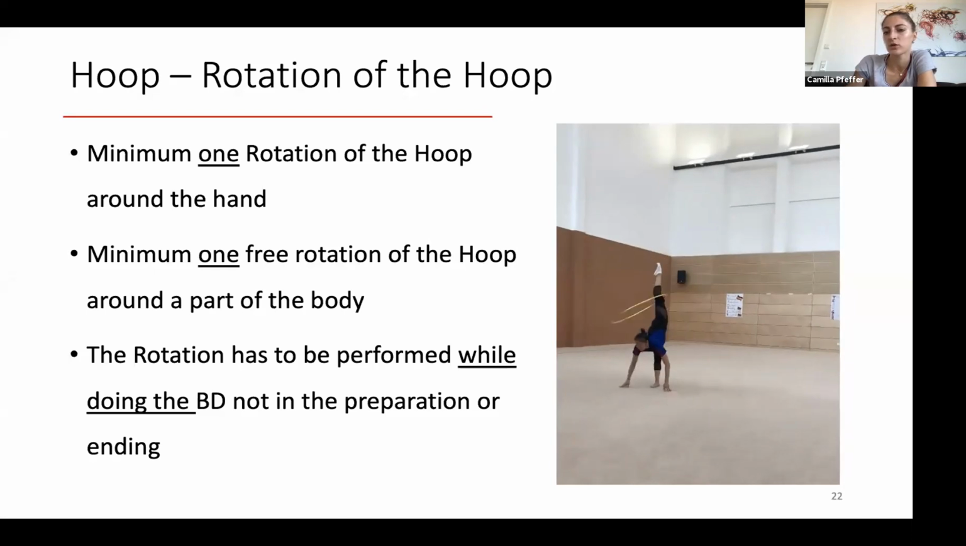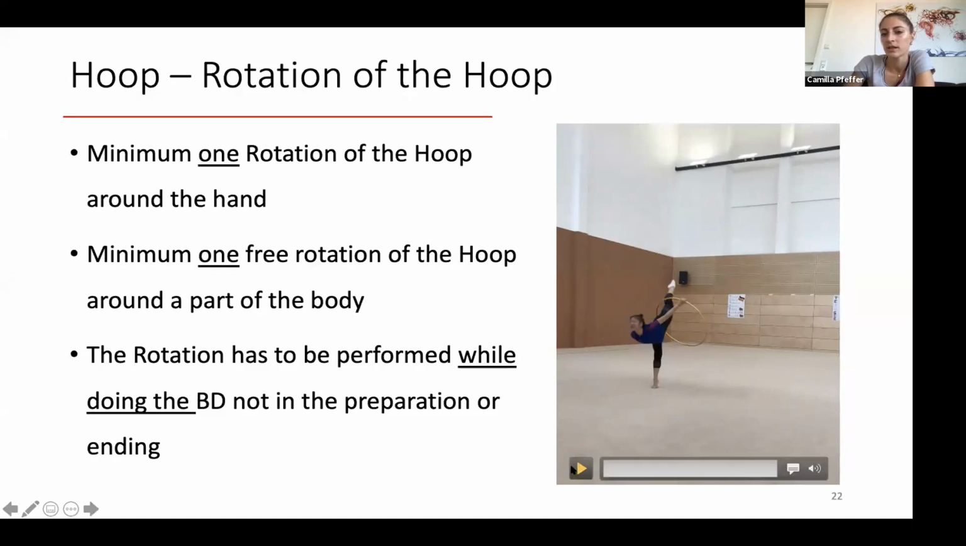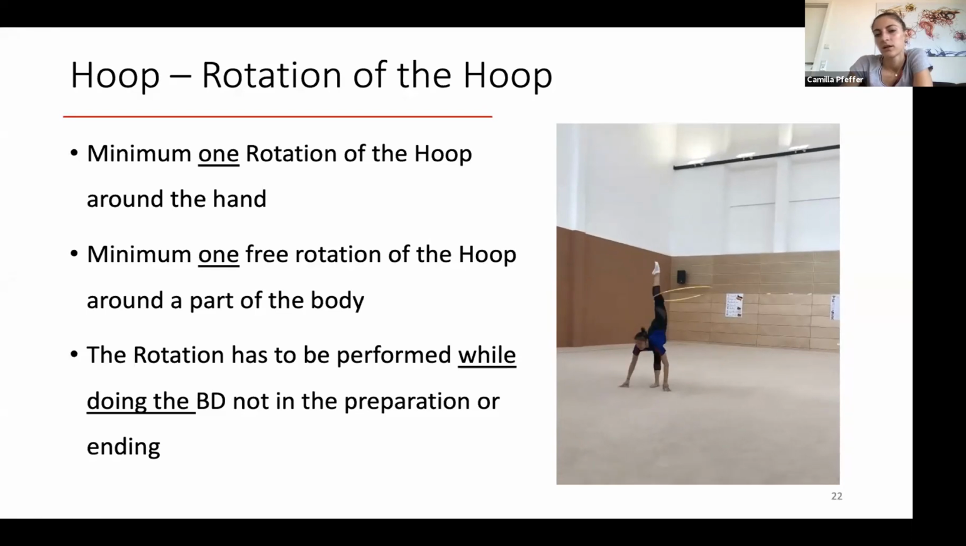So here she's also already combining with AD, and she's doing a few rotations. So this is an example of what you can do in body difficulty. She's rotating. Of course, the level is not perfect, but it's also quite difficult. So here you would work on the level of the hoop.